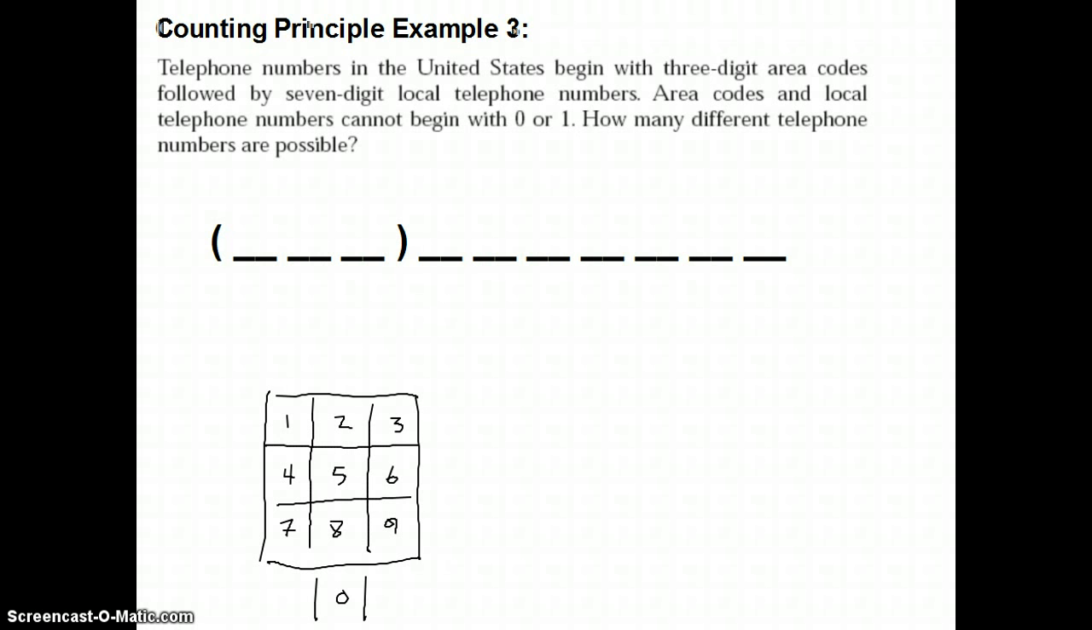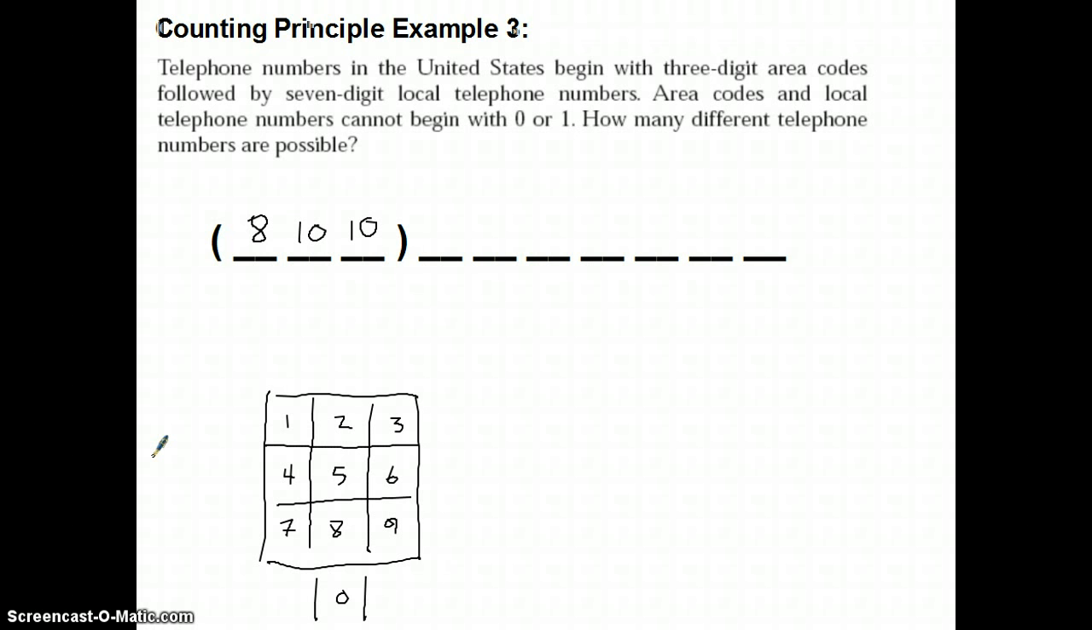Okay, so we have 10 total different digits that we could choose from. And in the first spot for the area code, we can't use a 0 or a 1, which means that we're left with 8 different options there. And then the second spot for the area code, we have all 10 digits, and then the third spot as well. So if you multiply 8 times 10 times 10, you're going to get 800 different area codes that we could choose from in the United States.